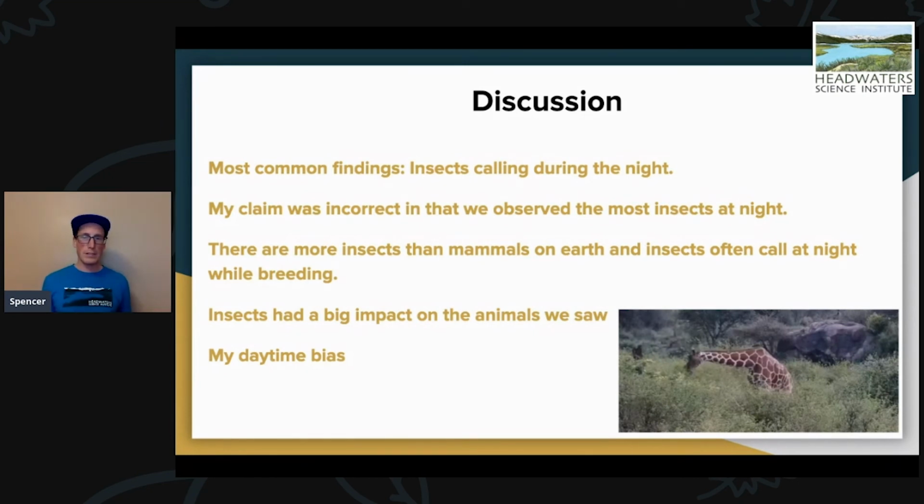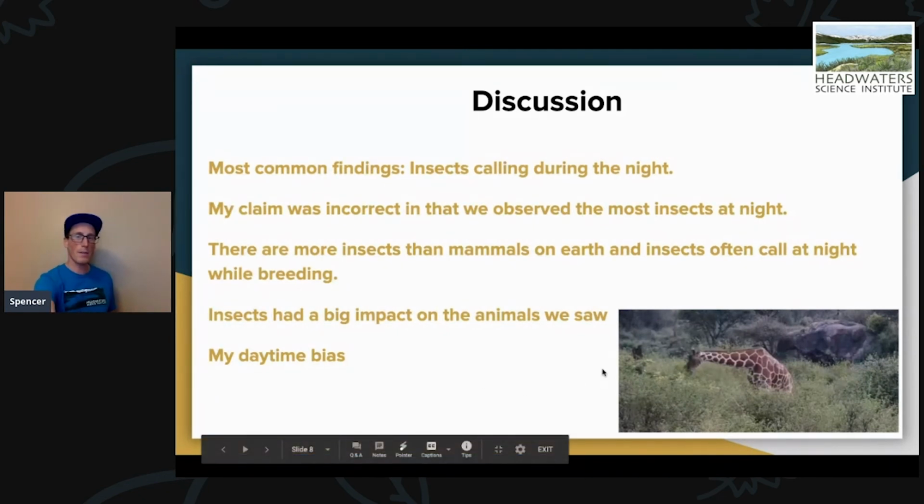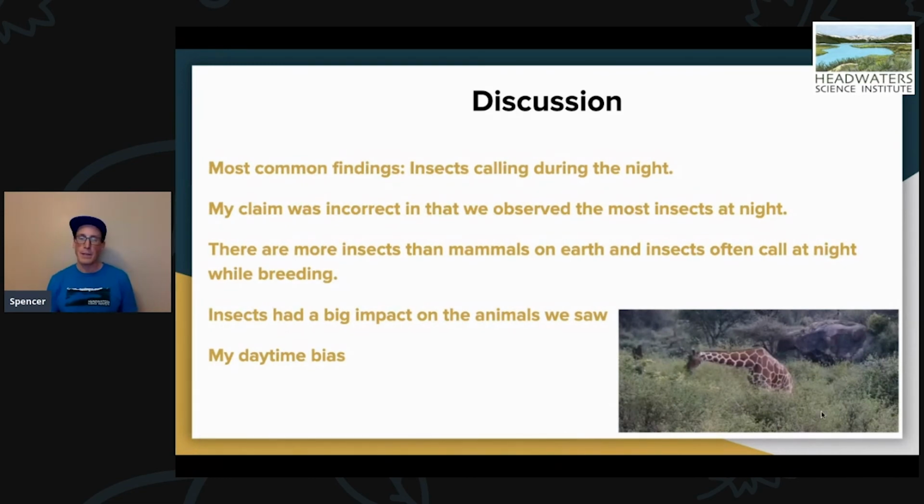One of the other interesting things that we saw in our project was the impact that insects could have on the animals around them. This giraffe that we watched for a few times here, it's hard to tell from the photo, but about every 3 seconds, this giraffe would shake its head like this to shoo off insects around there. We also saw this with many of the elephants and antelope that we saw.